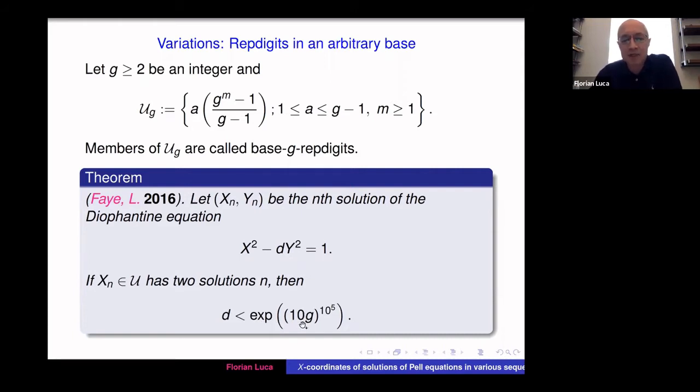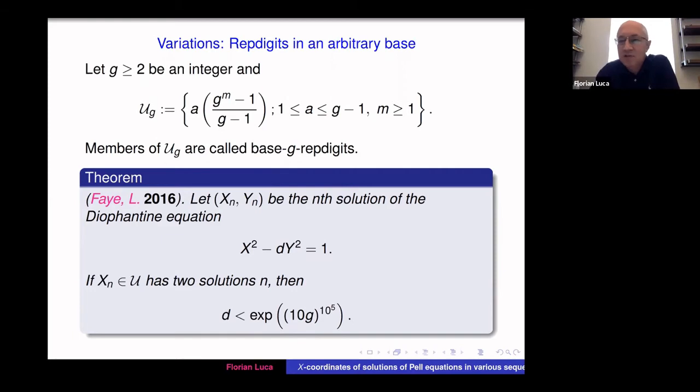It's the exponential of 10g to the 10 to the 5th. So in some sense, it's an uncomputable bound. You cannot make computations using that bound. You can make computations using an exponential bound. Let's say you have a problem in Diophantine equations and you have some answer saying, oh, d is less than 10 to the 100, then that you can do a computation.